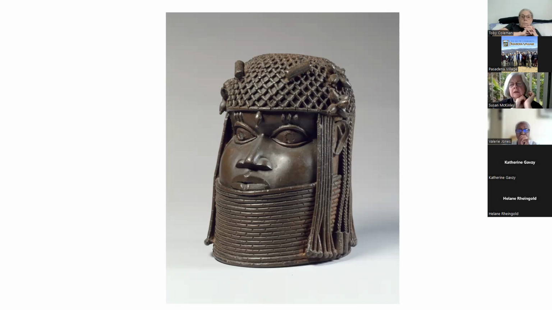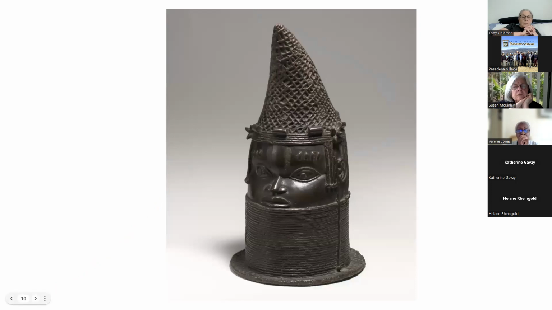Beautiful. This is a male. We have his hat. This is a female. Notice the difference in the hat. Do you see the scarification? Yes. Do you see the coral beads? Excellent. And the tusk goes behind the hat. This is 17 inches high. These are fairly big pieces.